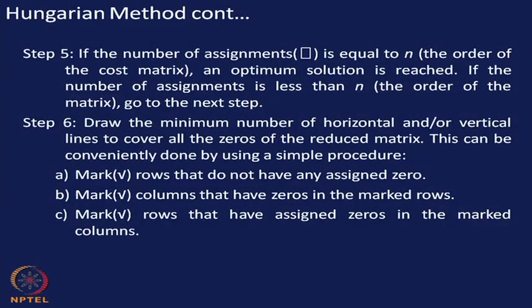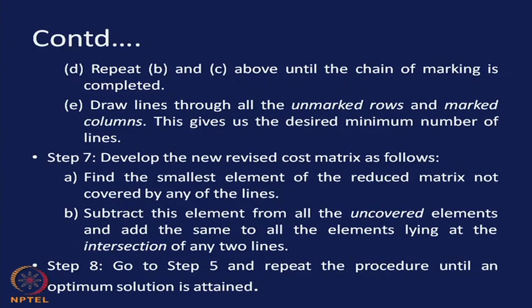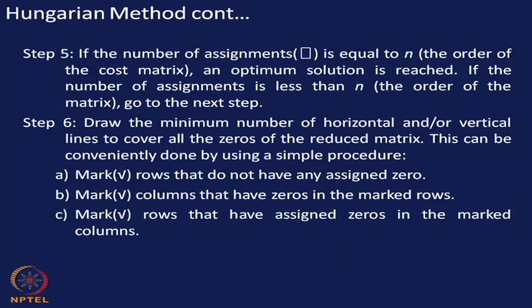Then mark columns that have zeros in the marked rows. That is, repeat the cases for this one. Mark the columns again by a tick sign that have zeros in the marked rows. Step C is, mark the tick sign rows that have assigned zeros in the marked columns. I will explain this with an example. Next, repeat the procedures B and C until the chain is completed. That is, B and C means you mark the columns and you tick the rows.